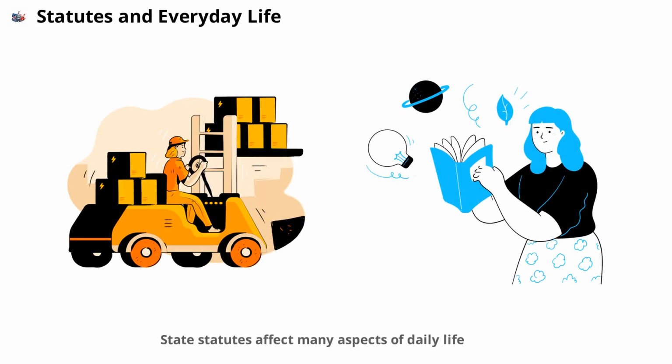State statutes affect many aspects of daily life, often in ways we don't even notice. From the rules that govern driving and public safety, to regulations on businesses and schools, statutes shape the world around us. Understanding these laws helps us make informed decisions and stay on the right side of the law. It's a reminder that the legal system is not just for lawyers and judges, but for everyone.